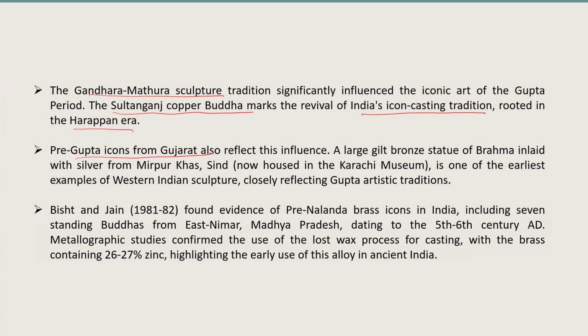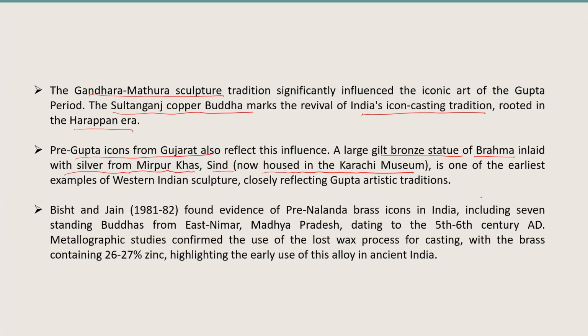Pre-Gupta coins from Gujarat also reflect this influence. A large gilt bronze statue of Brahma inlaid with silver from Mirpur Khas, Sindh, now housed in the Karachi Museum, is one of the earliest examples of Western Indian sculpture closely reflecting Gupta artistic tradition.